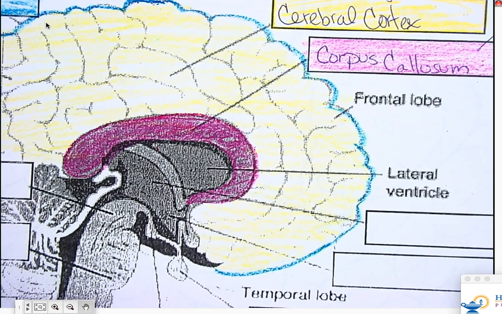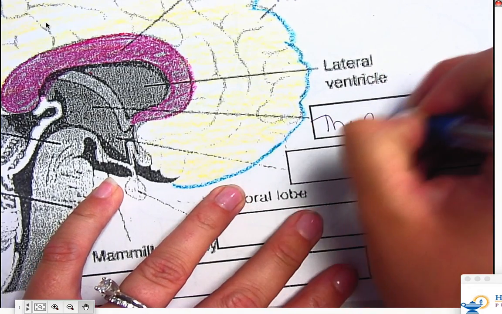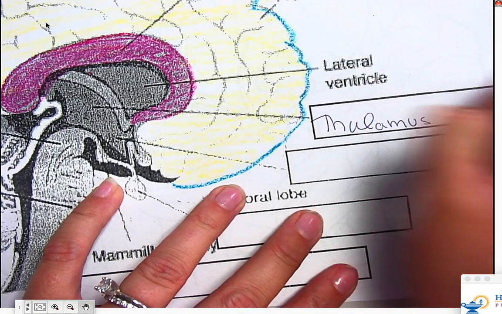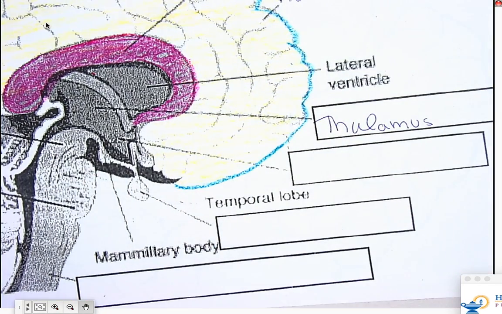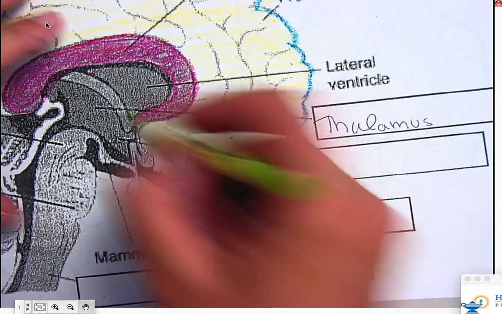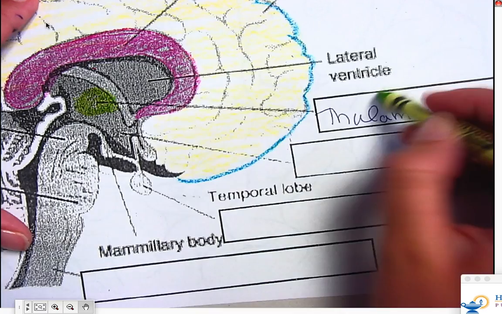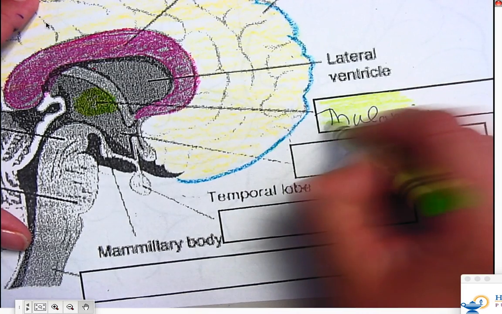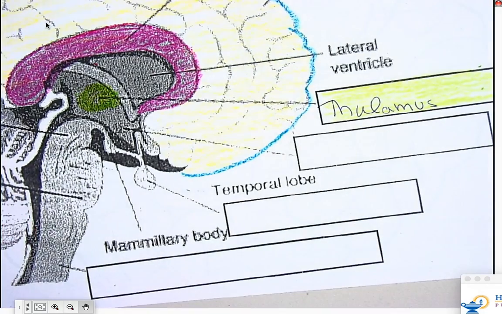All right. Your next one is going to be your thalamus. Now, your thalamus is located, you're going to have to kind of make it up. We're just going to draw a big circle. Mine's green. And we'll get to what your thalamus does on the other side. It's part of your limbic system. That's the focus of your limbic system.